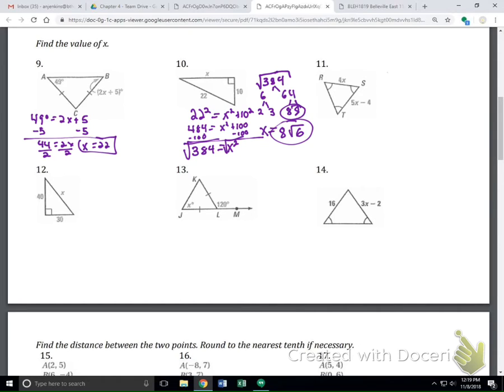We are on number 11, and this will be the last one we can do today. What do we know about this triangle? It's equiangular. Equiangular triangles are also? Everything the same. Yep, everything's the same, which means the sides opposite of the congruent angles are congruent. So we have 4x equals 5x minus 4. Combine like terms. I'm going to subtract 4x. I'm going to add 4. I end up with 4 equals x.